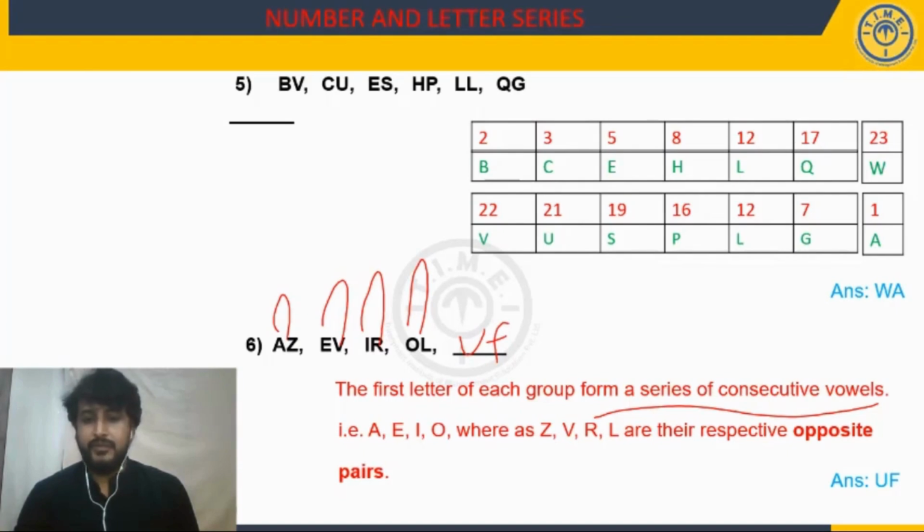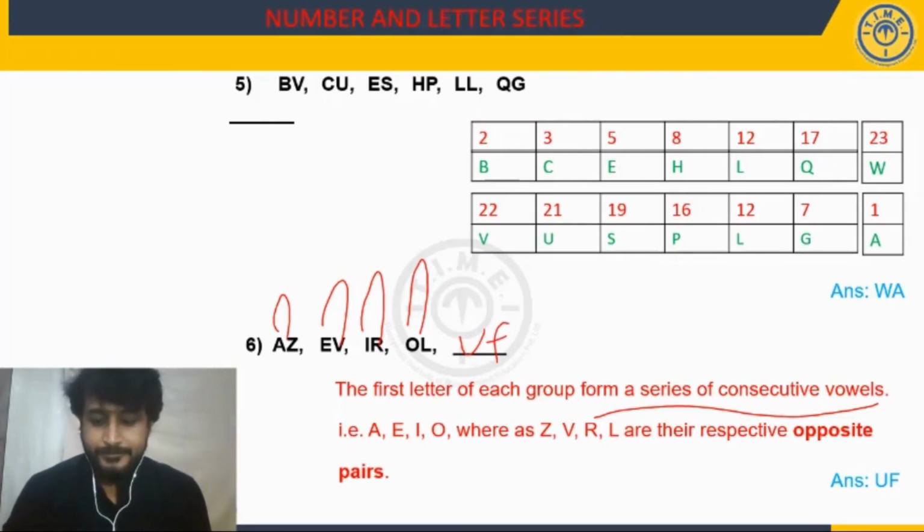The first set of letters are vowels and the second letters are the opposite letters of the first letters. Okay. Shall I move to the next question?